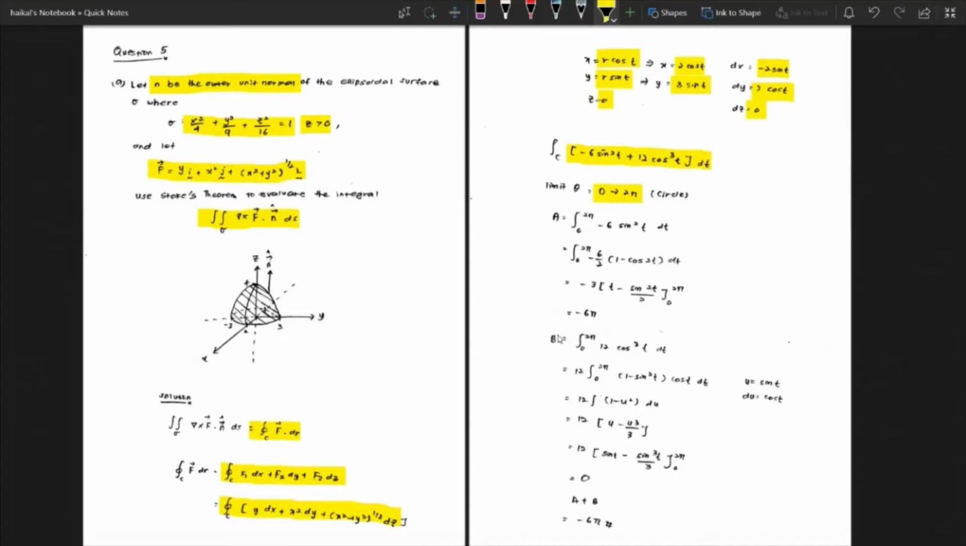So we divide into two parts, a and b. For a, we integrate from 0 to 2 pi negative 6 sine squared t dt. When we integrate, we get negative 6 pi. For b, we integrate 12 cos cubed t dt. The limit is 0 to 2 pi, and then we get 0. So when we total up a plus b, we get negative 6 pi.